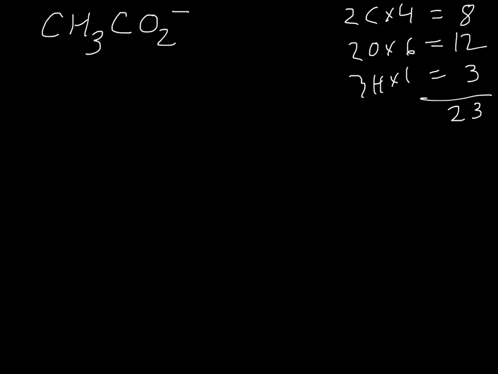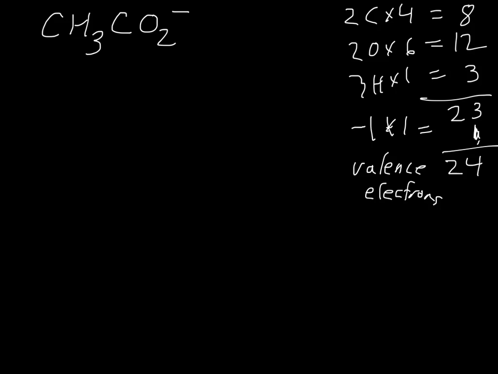Then we have another thing: we have a negative charge. If a species has a negative charge, does it have an extra electron, or is it short an electron? If it has a negative charge, it has an extra electron. So, because we have a -1 charge, that means we have 1 extra electron. So we actually have a total of our building fund, or total number of valence electrons, of 24.